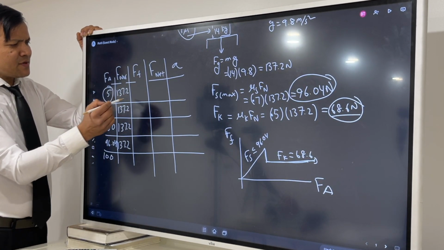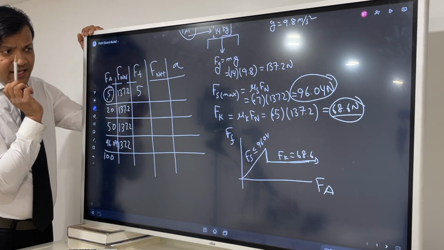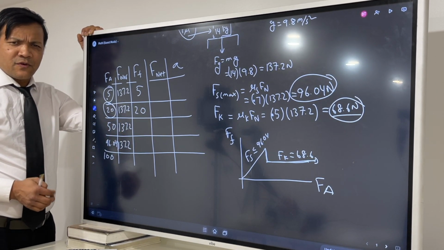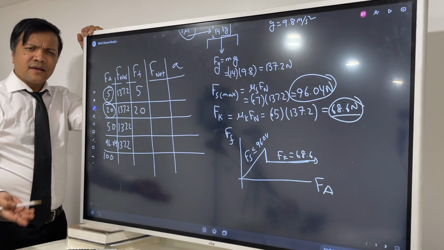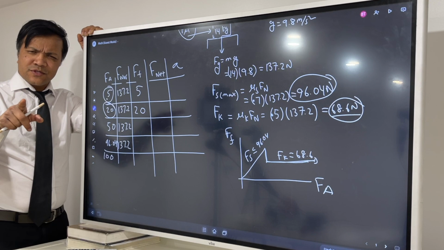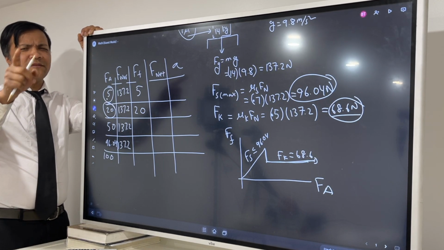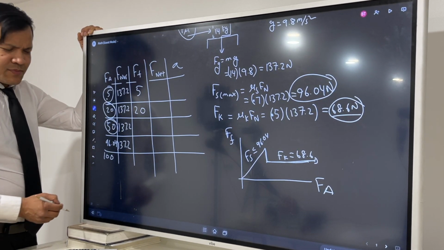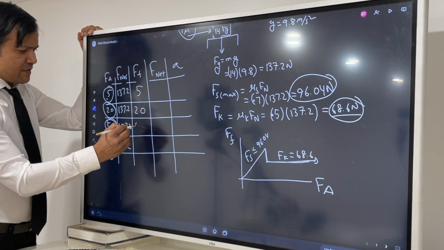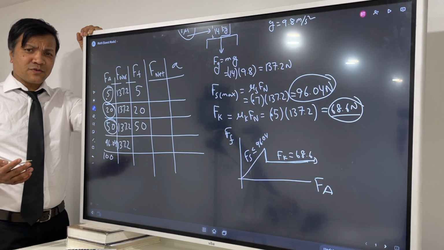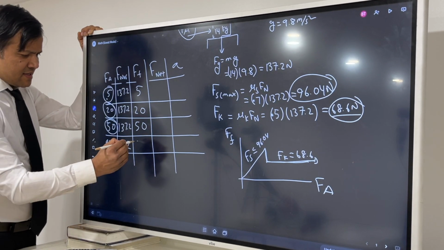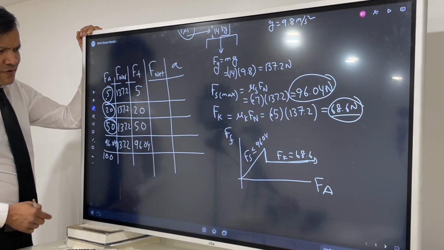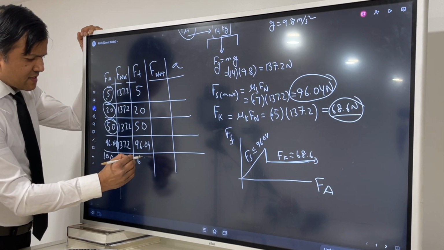Force of friction. The force of friction is 5 because 5 is less than 96.04. 20 because 20 is less than 96.04. Why 20? As soon as you apply 20, the table will apply 20, which is equal in magnitude but opposite in direction, to keep the box at rest. 50 is less than 96.04, so 50. 96.04 is equal to 96.04, so this is 96.04. And at 100, the force of friction all of a sudden is going to be 68.6.